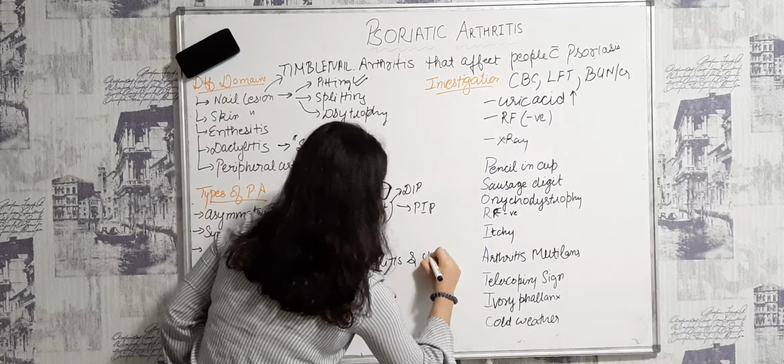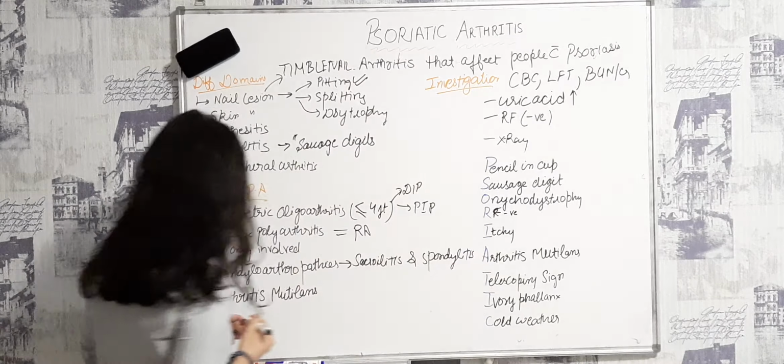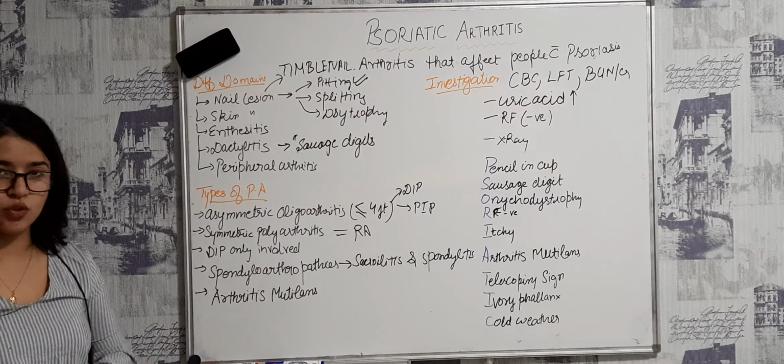And then the spondyloarthropathies will be there, which generally involve sacroiliitis and spondylitis. Okay, and the arthritis mutilans you will see.